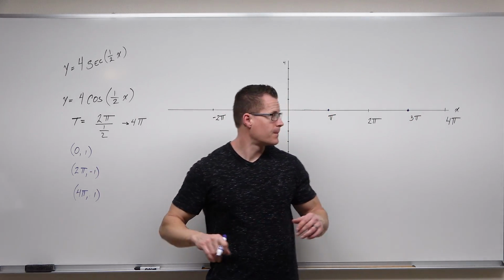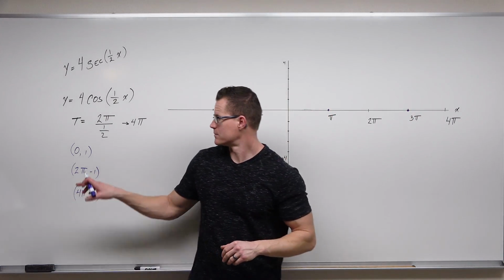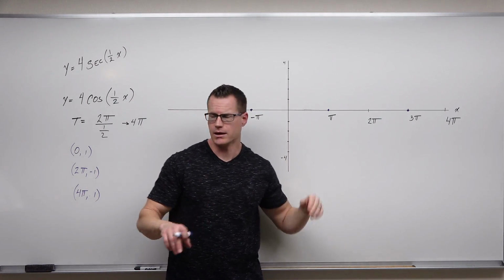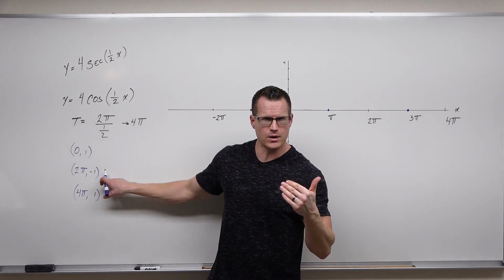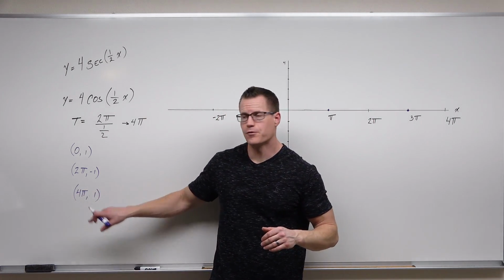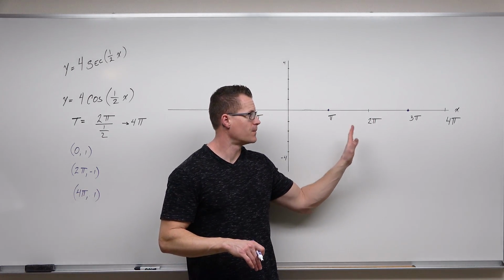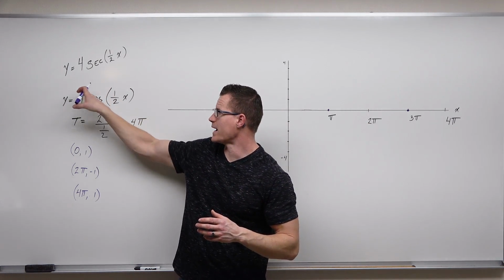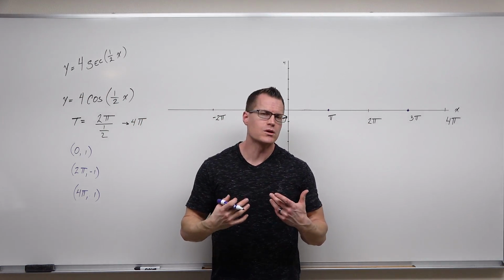We have start at 0, 1. Then the first quarter, we have an x-intercept, great. At the second quarter, or right in the middle, we have -1, we're going to be down here. At the third quarter, we have an x-intercept, and at the fourth quarter, the very end of it, we're going to have +1 again.